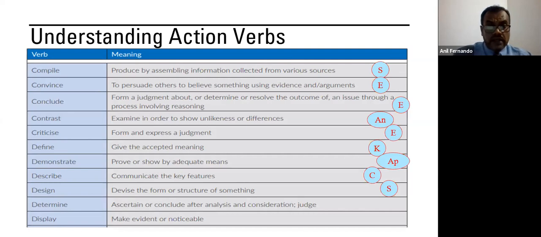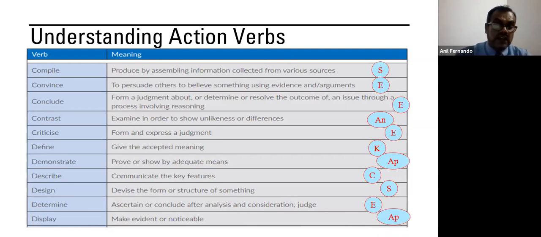Then determine: ascertain, or conclude after analysis and consideration. So determination, judgment is there. That is why it belongs to the evaluation part. Determination is ascertainment. You have to have your own judgment. You can't simply leave the answer with the facts or the outcome. Some conclusion should be there.